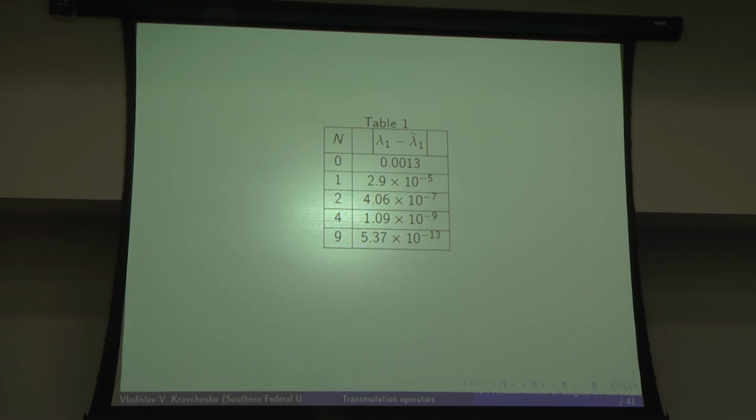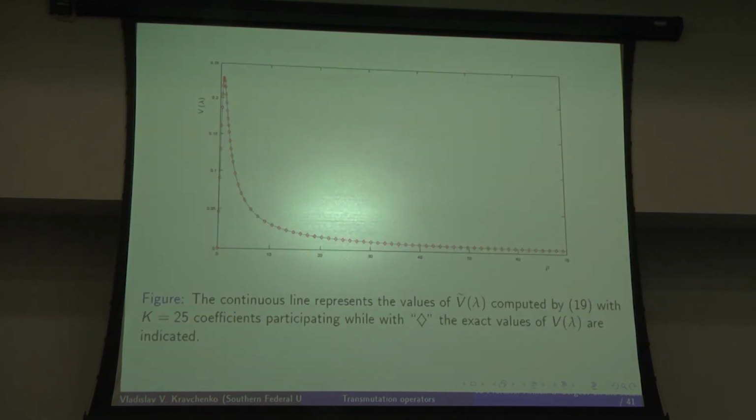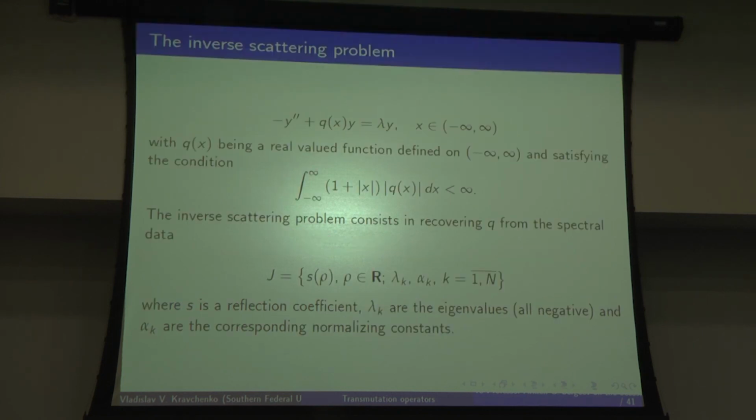With just n equal to 9 terms, we have an accuracy of 10 to minus 13. This is the maximum absolute error of the function v of lambda. So it also converges very fast. And here is how this function v, which is the derivative of the spectral density function, looks. So how is it obtained?